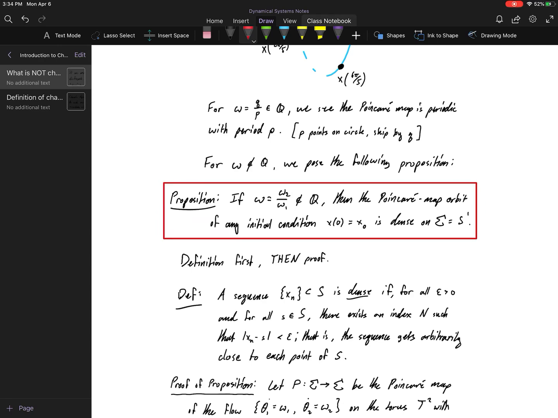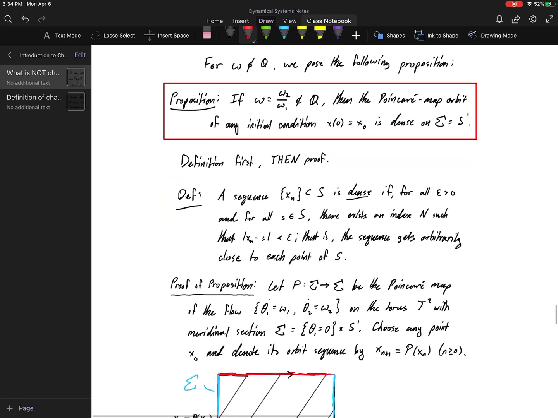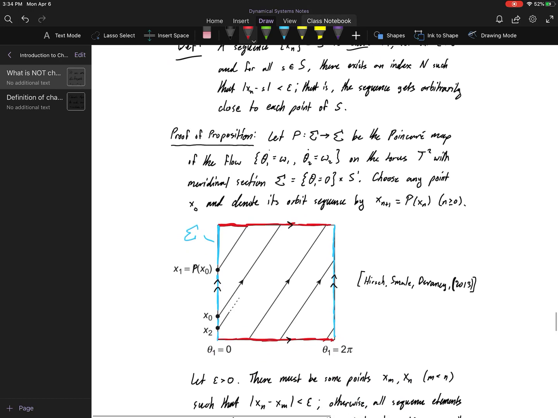But I digress. We're going to use this definition as part of our proposition. We're saying that the Poincare map, or the orbit in the Poincare map of any initial condition when we use an irrational slope, is going to fill that circle. We can get arbitrarily close to each element of the circle via some element of the Poincare map sequence. So let's see how that works.